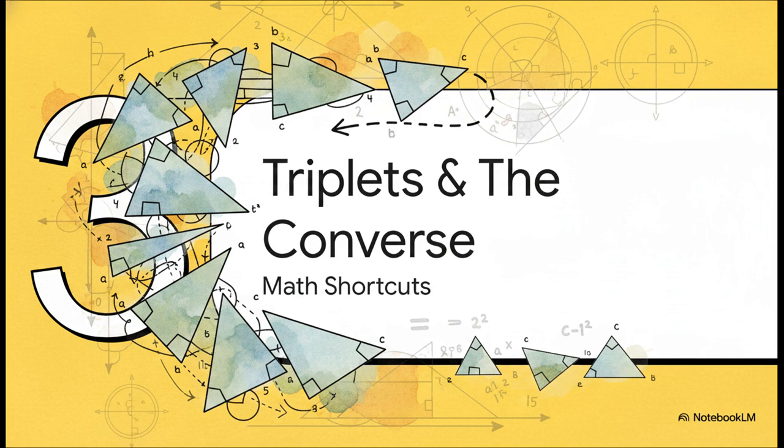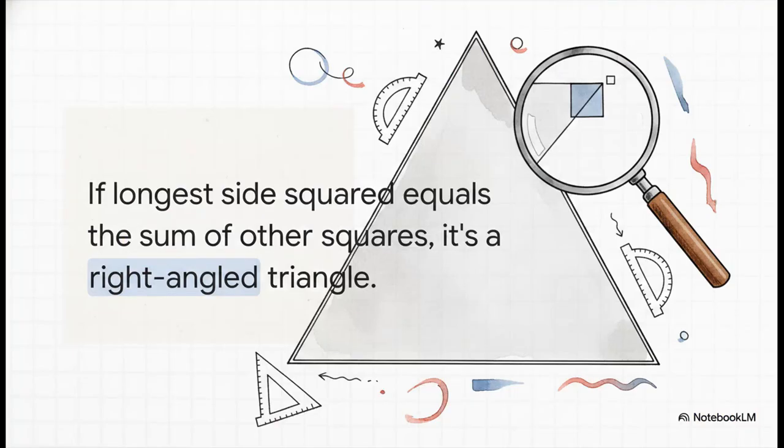Section 3. Triplets and the converse. Math shortcuts. Now, this theorem is totally a two-way street. We've established that if a triangle has a 90-degree angle, the squares of the short sides will equal the square of the hypotenuse. But the converse rule tells us it works beautifully in reverse.